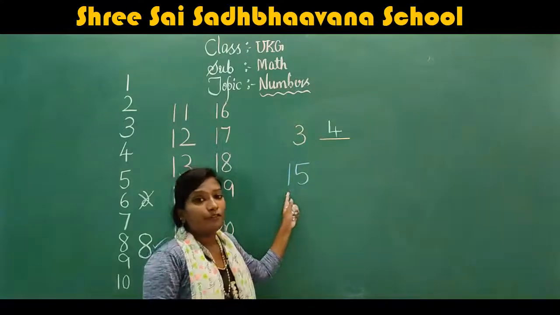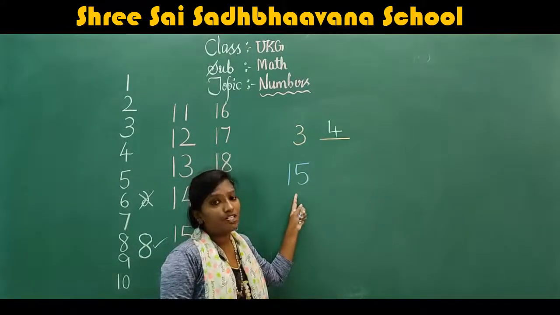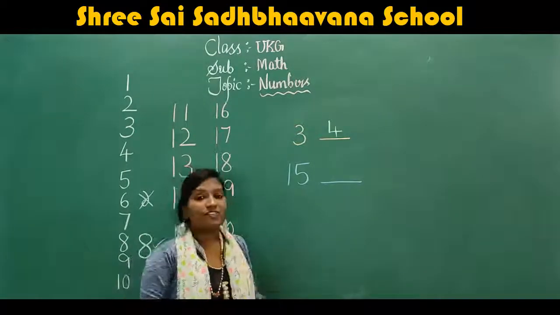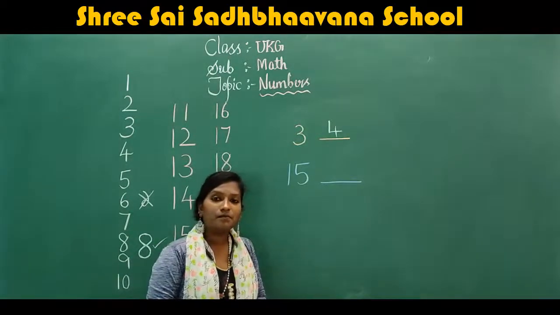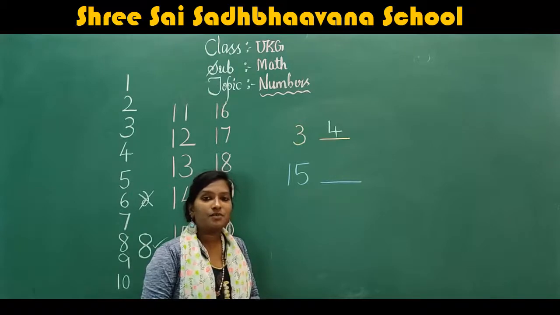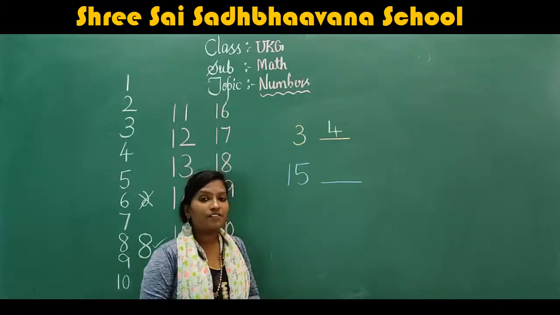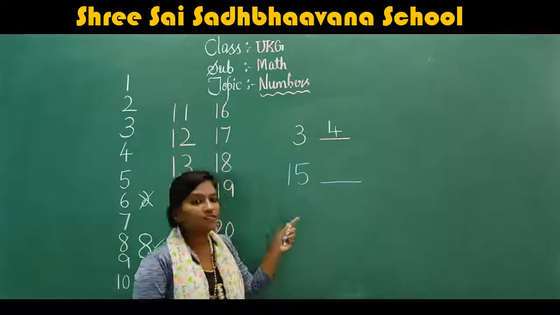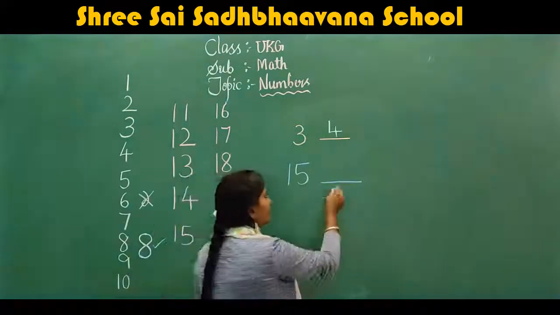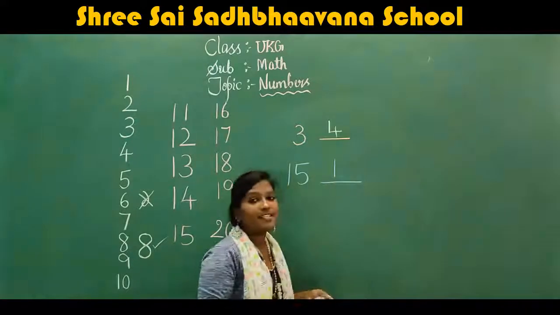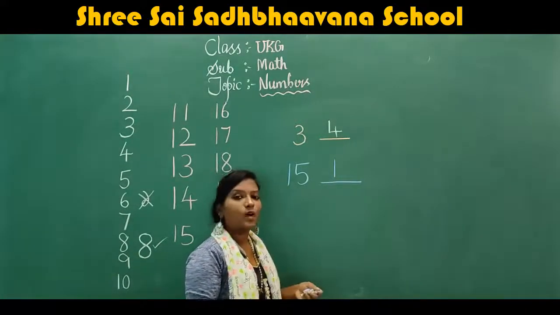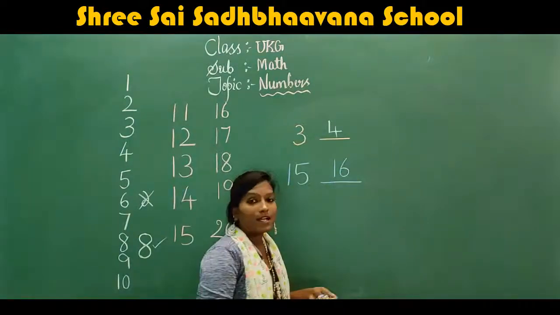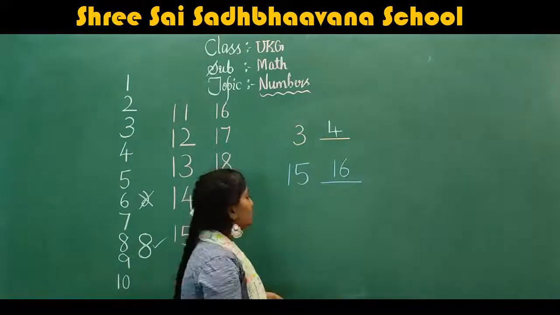This is number 15. 1, 5, 15. After 15, which number will come? Yes, after 15, number 16. How do you write 16, children? Yes, 1, 6, 16.